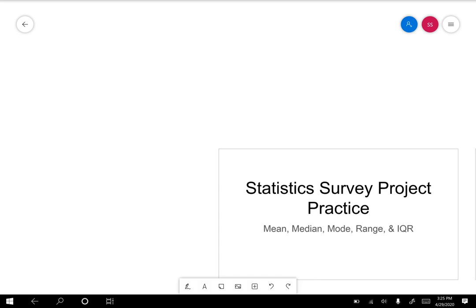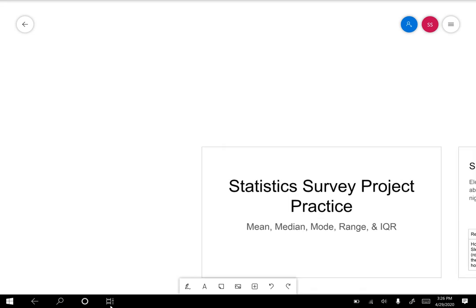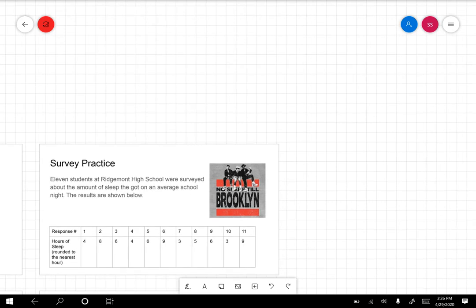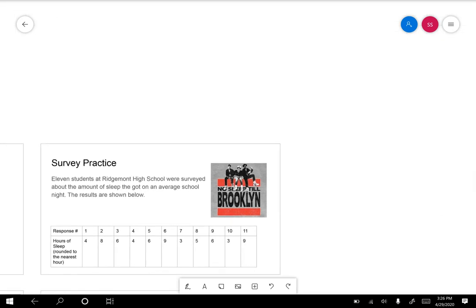All right, so I'm going to go over a little practice round for your upcoming statistics survey project. Basically, we're going to go over calculating the mean, median, mode, range, and IQR, which is interquartile range. Okay, so this is made up data, by the way. Just preface that.